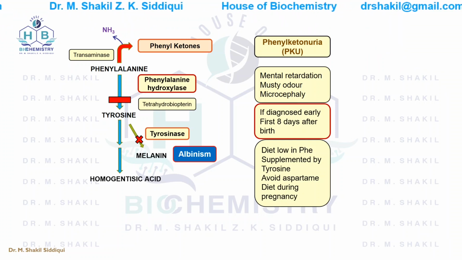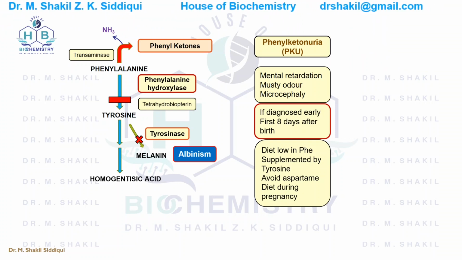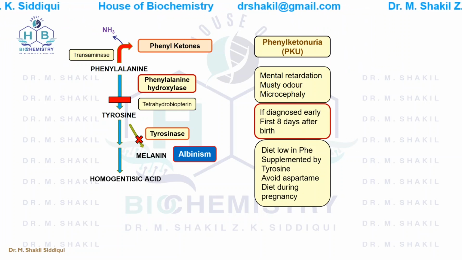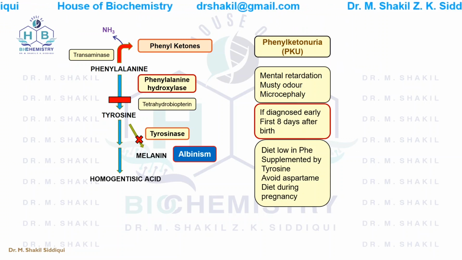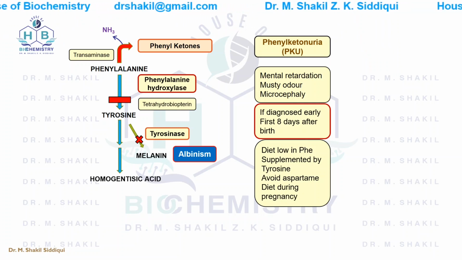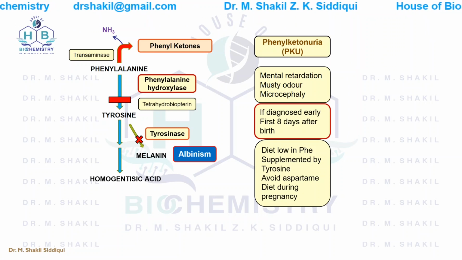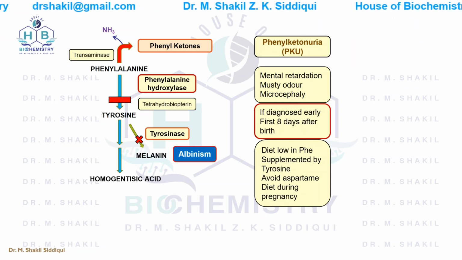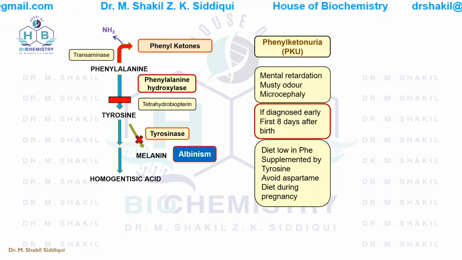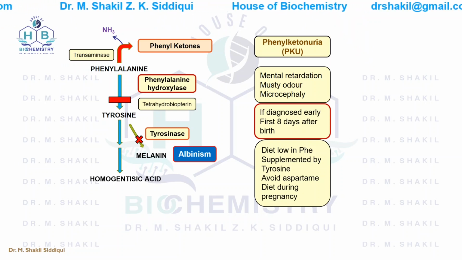In albinism, skin has low pigmentation and it is very sensitive to ultraviolet rays. There is an increased chance of melanomas. Hair is also white. The ocular fundus shows hypopigmentation. The patient is photophobic. There is nystagmus and there is decreased visual acuity.